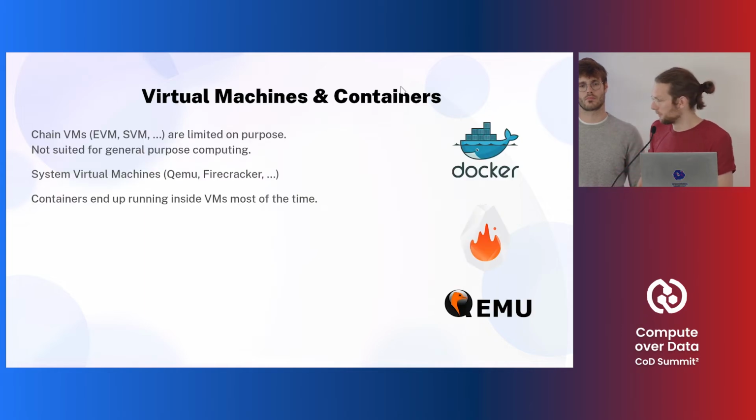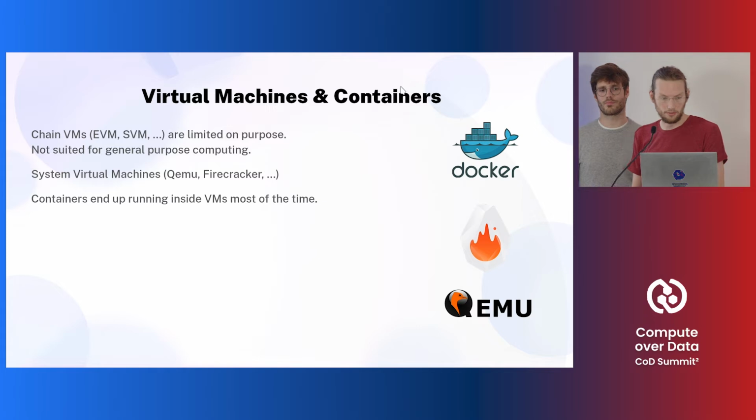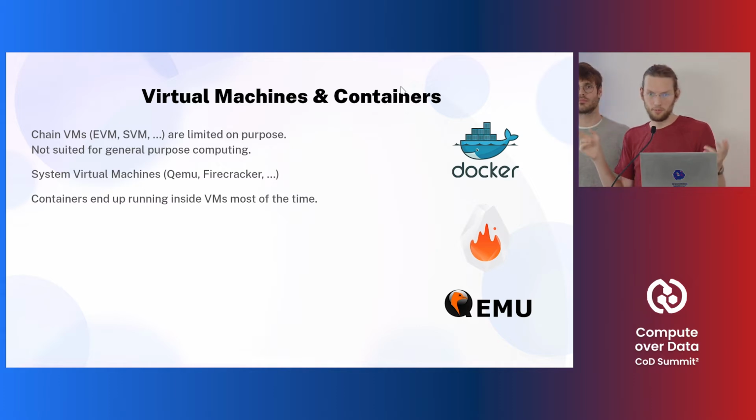Another technology that is very useful is virtual machines and containers. There are two kinds of virtual machines that we speak a lot about in the space. There are the chain virtual machines that execute smart contracts on chains. And these are limited on purpose. They're not used for general purpose computing, which is what we're interested in. And then on the other hand, we have system virtual machines like QEMU, Firecracker, that run an entire operating system. This means that they're compatible with all the apps that can run on these systems.